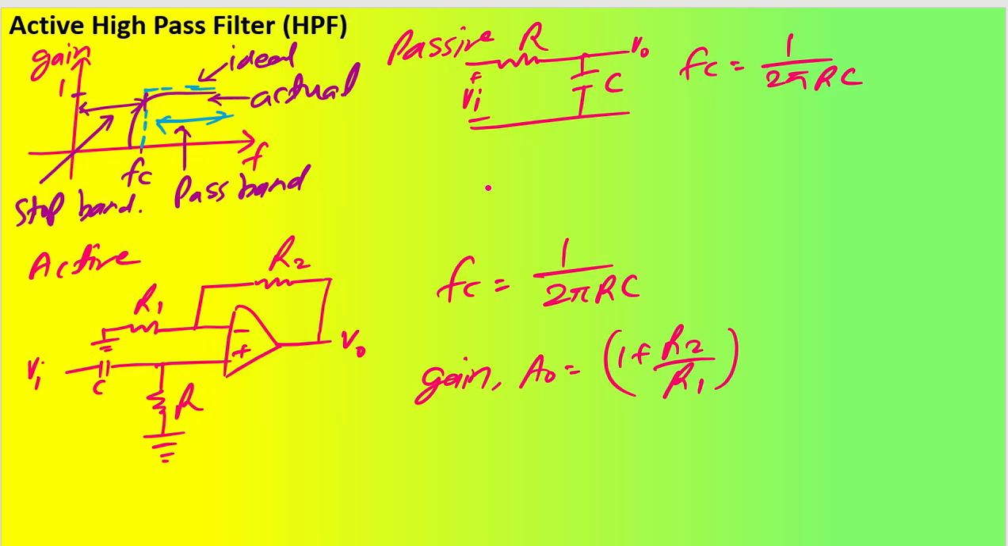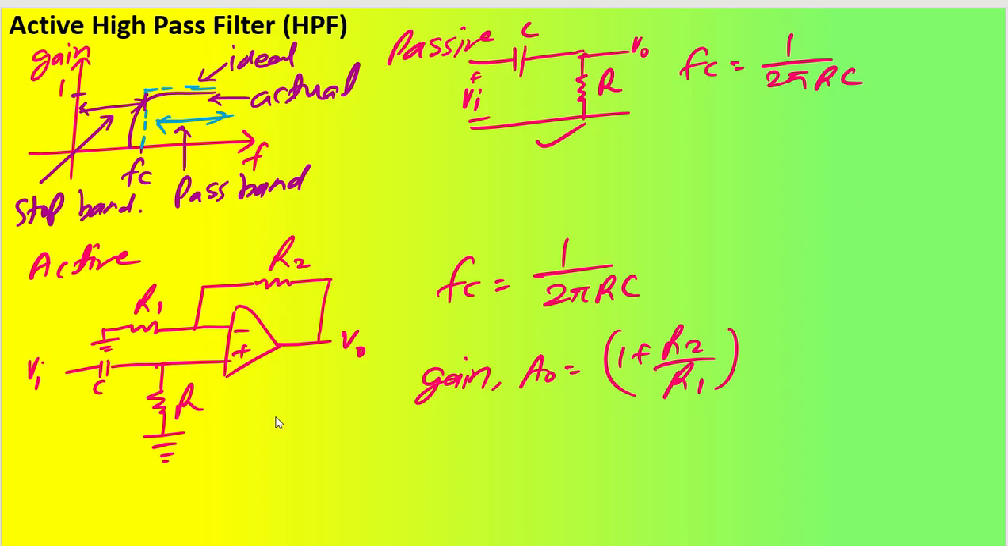Using RC elements, we have already seen that the high pass filter configuration will be like this. First there will be a capacitor, and then there will be a resistor. So this is how a high pass filter looks like, and the cutoff frequency becomes 1 by 2 pi RC.